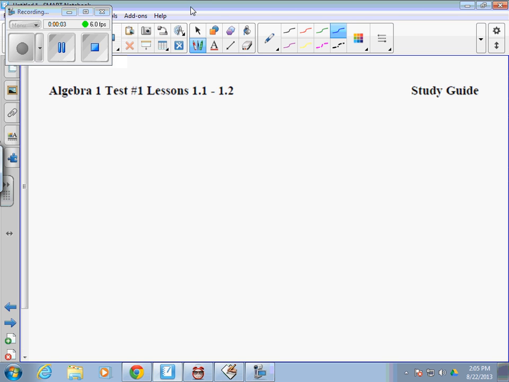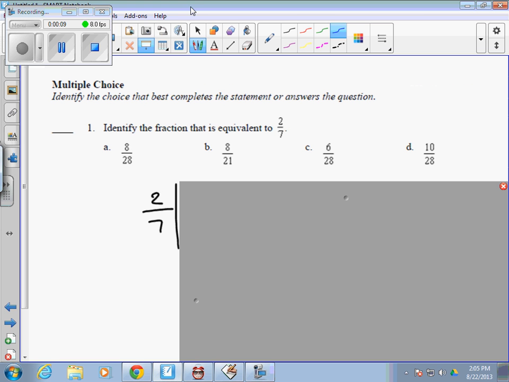This is our study guide for Algebra 1, test number 1 from sections 1-1 through 1-2. First one's a multiple choice question. It says identify the fraction that's equivalent to 2 over 7.